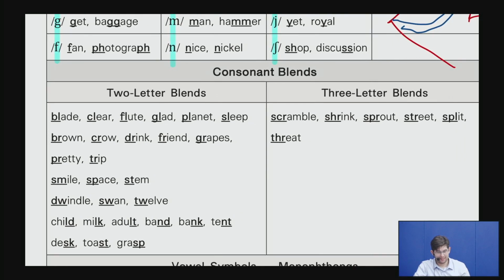The next one is clear. And then we have flute, glad, planet, and sleep. Then brown, crow, drink, friend, grapes, pretty, trip. We're halfway done.